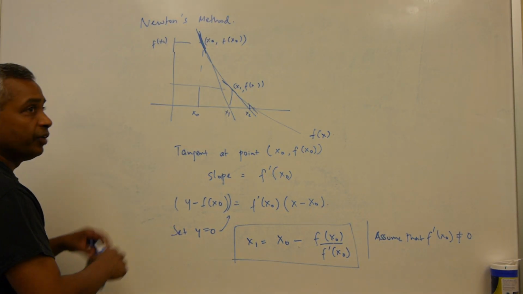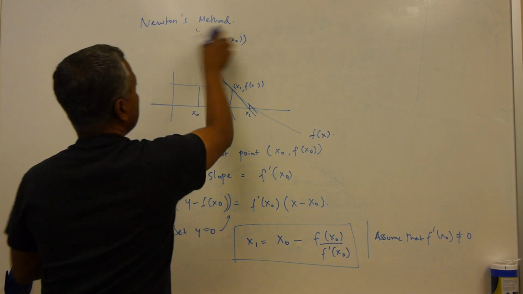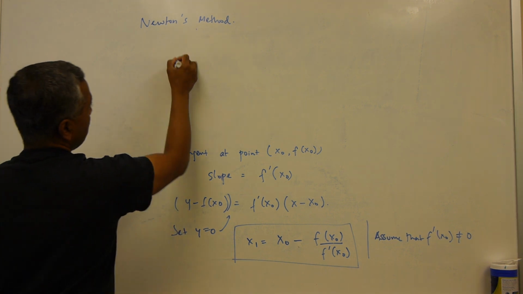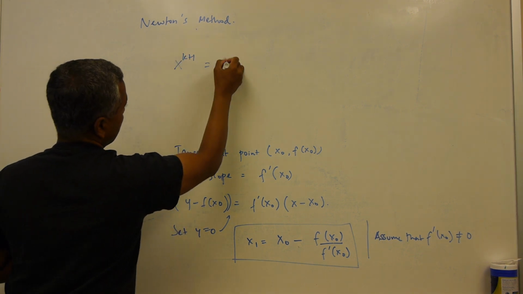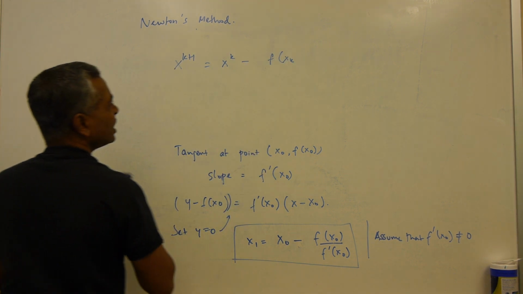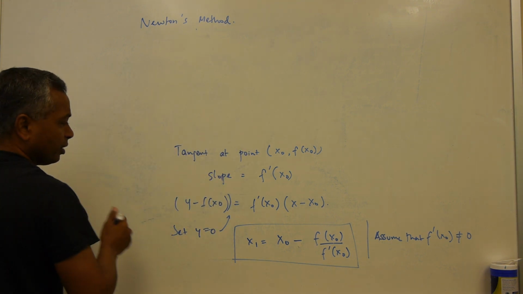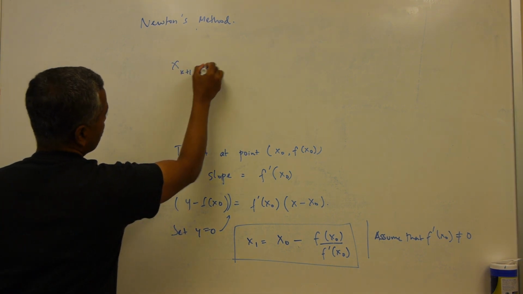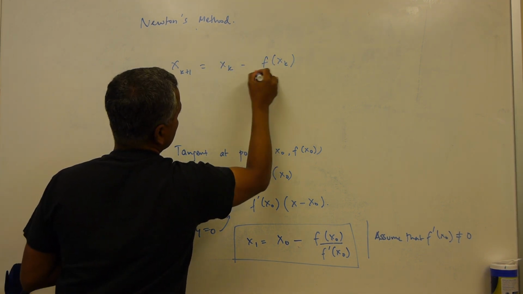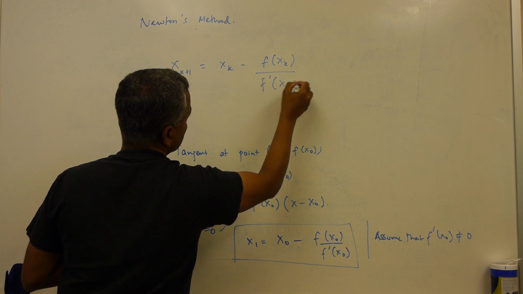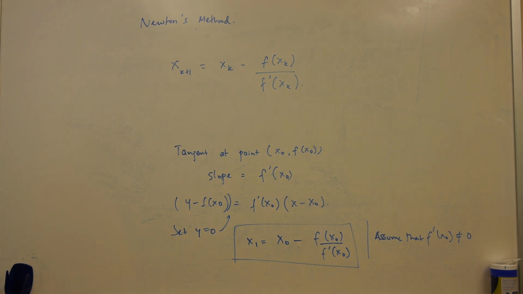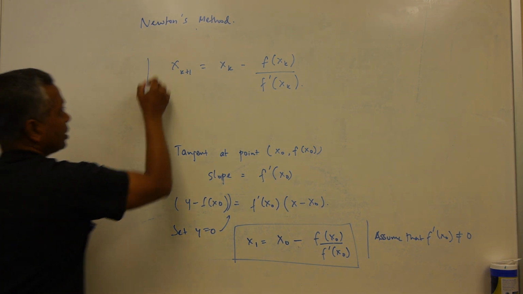Let me just go ahead and write the k iterate as well. So Newton's method simply is the following iteration. This is x of k plus 1 equals xk minus f of xk divided by f prime of xk. Okay, so this is the Newton iteration. Just remember this is exceptionally important.